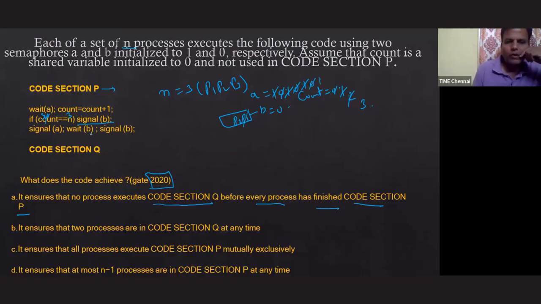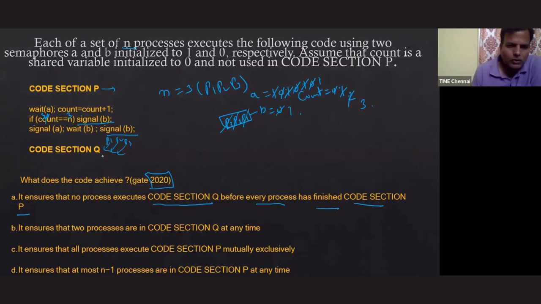Fine. Wait on B. So B value is 0. So process P3 will get blocked here. But since process P1 is unblocked, it is performing what, sir? Once again signal on B. So that means it is unblocking process P2. Okay, fine. Now process P2 is also performing signal on B. That means process P2 is unblocking process P3, and process P3 is setting B's value from 0 to 1 because the queue is empty.